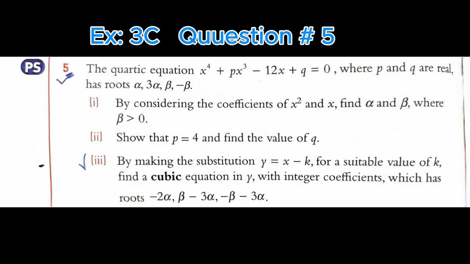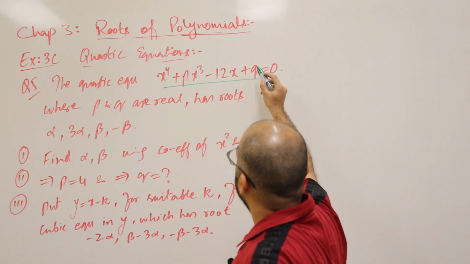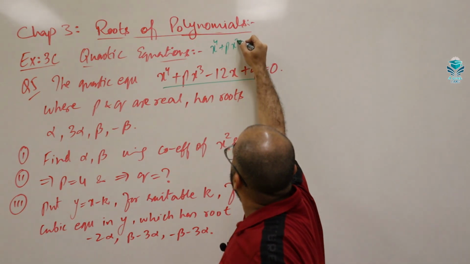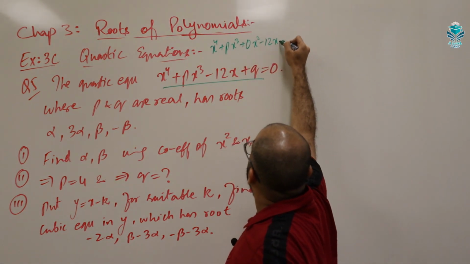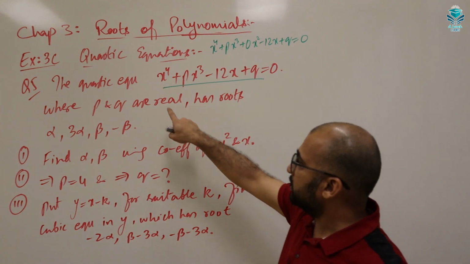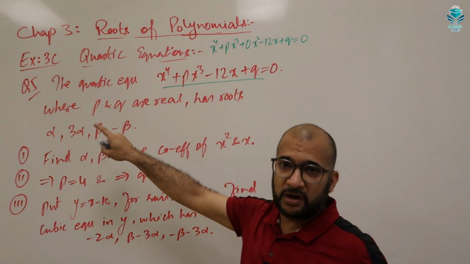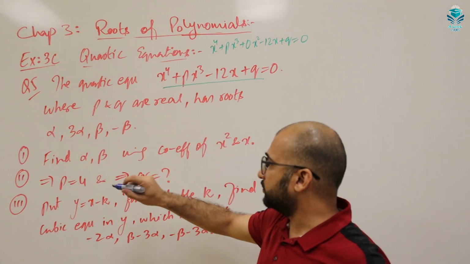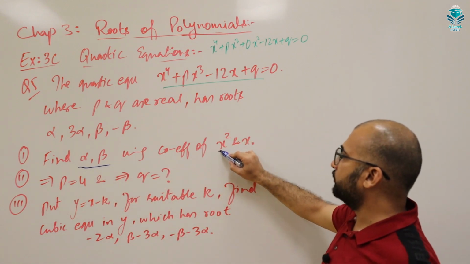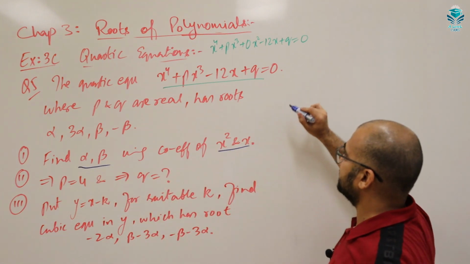In this question we are given a quartic polynomial, and if we rewrite it you can see, students, P and Q are real numbers, and the roots are alpha, 3 alpha, beta and minus beta. What we have to do is find alpha and beta using the coefficients of x squared and x.